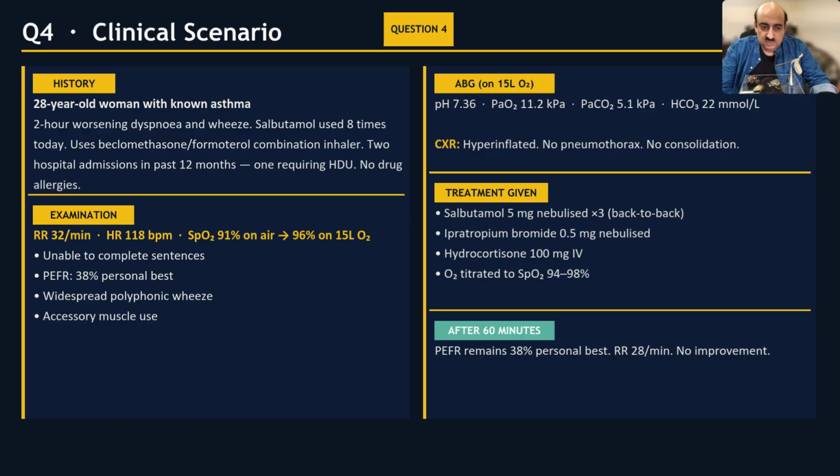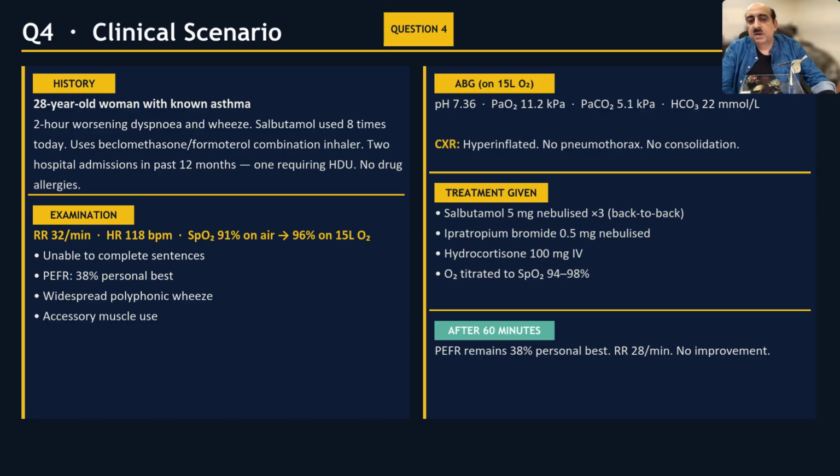She is also using accessory muscles of respiration. For investigations, the arterial blood gas reveals a pH of 7.36 and a PaO2 of 11.2 kilopascals, while the PaCO2 was 5.1 kilopascals, and the bicarbonate is 22 millimoles per liter. The chest X-ray showed hyperinflated lung fields without any pneumothorax or any evidence of airspace opacification suggestive of consolidation.